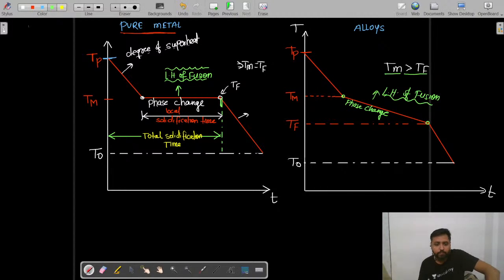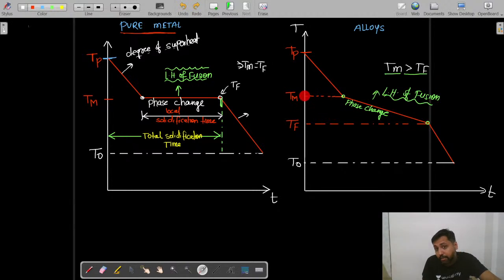Now you know that during this first stage of shrinkage, when the temperature reduces from Tp to Tm, all the metals undergo contraction. All the liquid metals and alloys, when the temperature reduces from pouring temperature to melting temperature, contract. We discussed this yesterday.